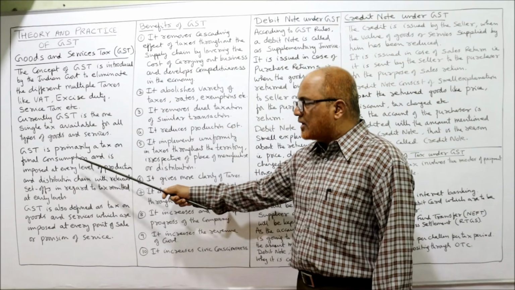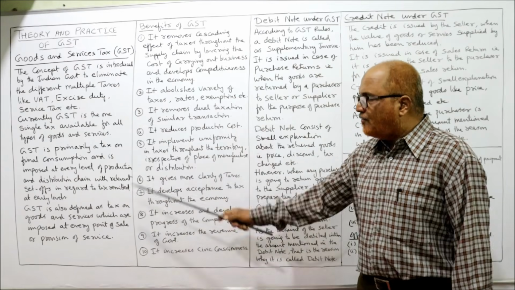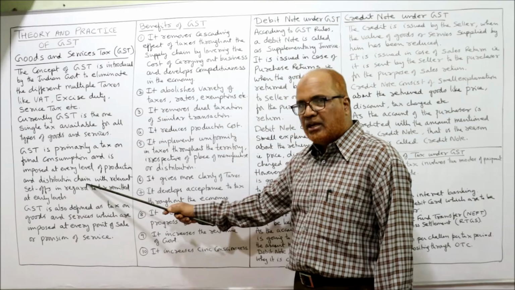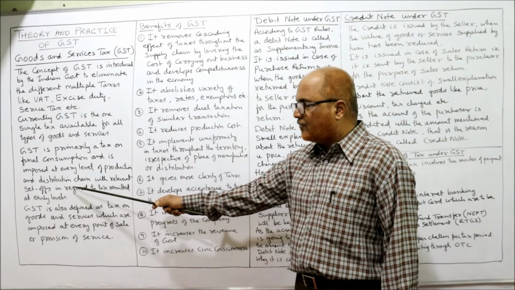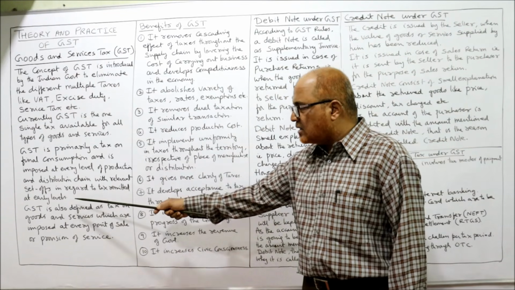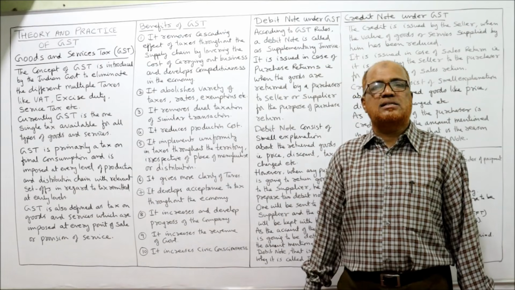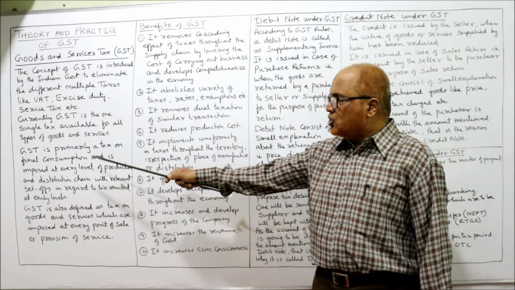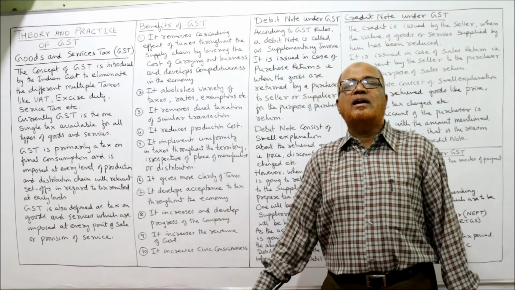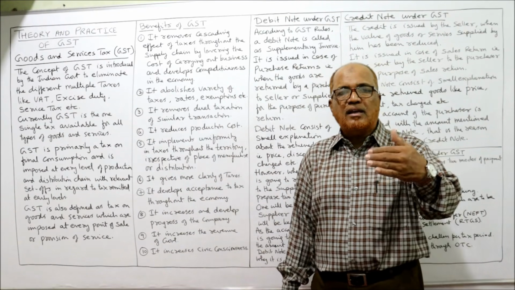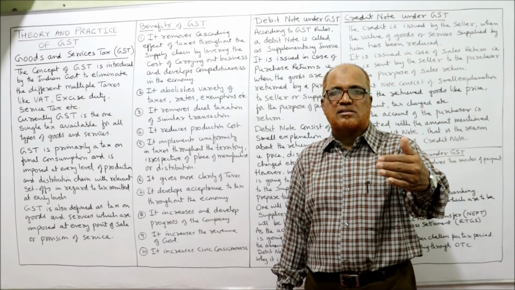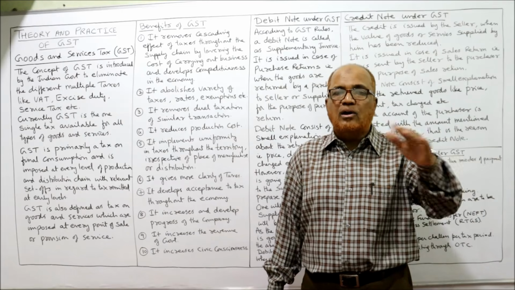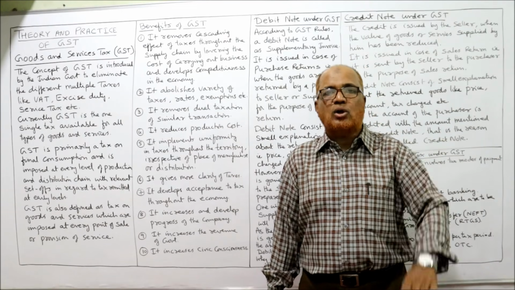GST is primarily a tax on final consumption. It is imposed at every level of production and distribution chain with the relevant set-off in regard to the tax remitted at earlier stages. Now see here, remember this point is very, very important. GST is primarily a tax on final consumption of goods and services, and any tax already paid in the beginning will be deducted, will be set off.